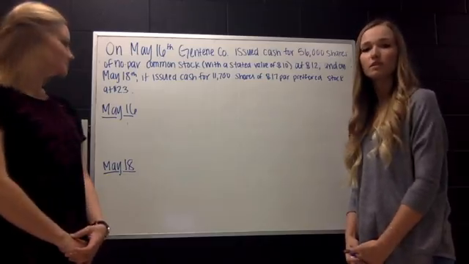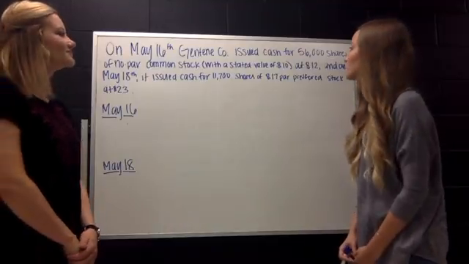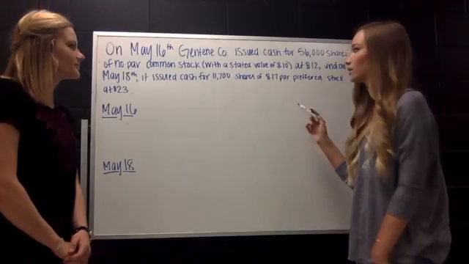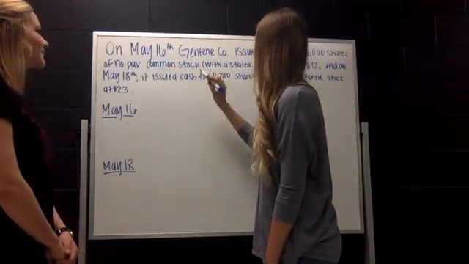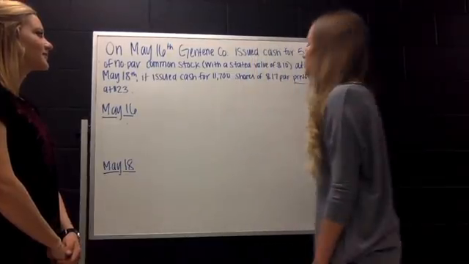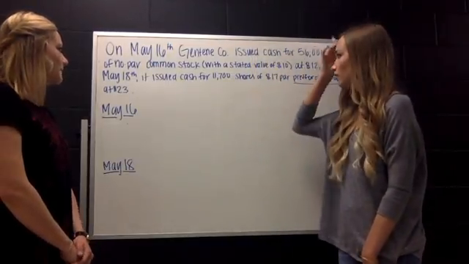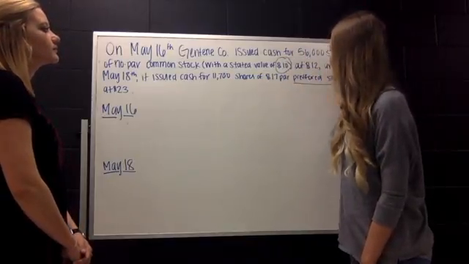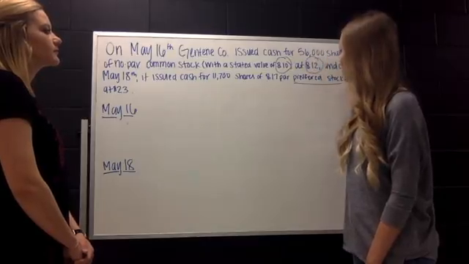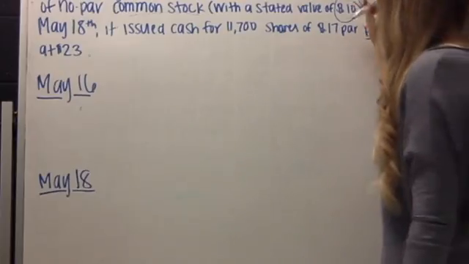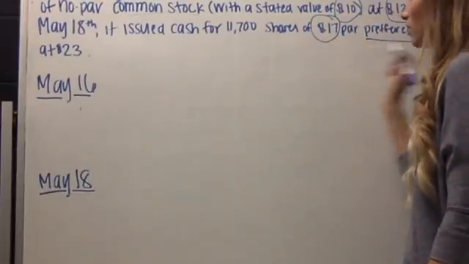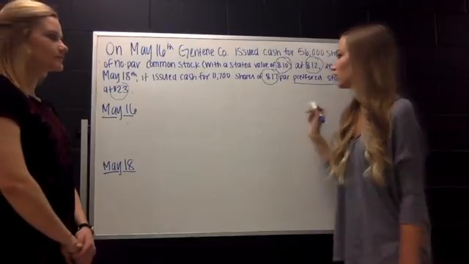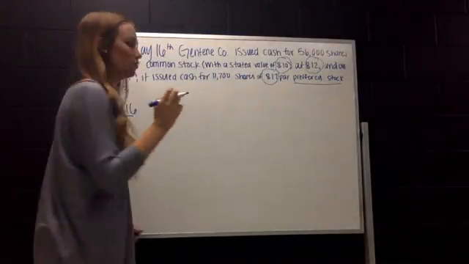So you might be wondering what this means, and when you break it down, it's really not that hard. We have two different types of stock: common stock and preferred stock. Common stock is paid second, and preferred stock is paid first. So we have to look at the different values for each. Since this is no par, it has a stated value of $10, and it is issued for cash at $12. On the other hand, preferred stock has a par value of $17, and it is issued for cash at $23. So when we go into doing the accounts on May 16th, first we're going to do the common stock.